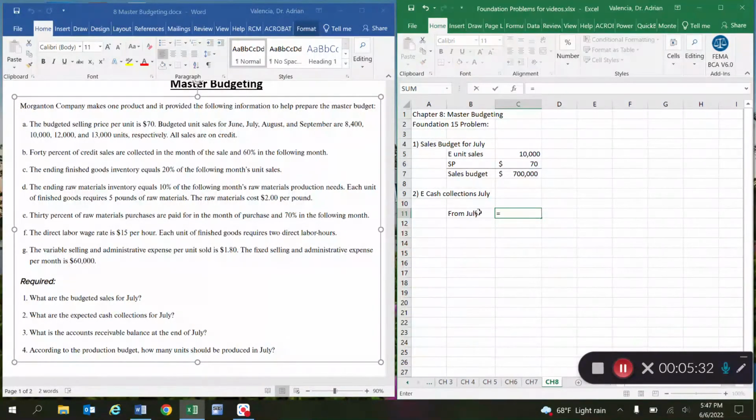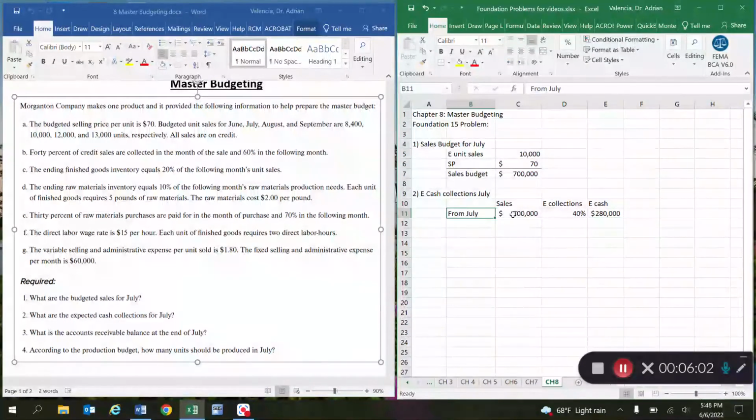I'm just going to copy this, and then expected collections. Well, that's fine. Let me leave that. So the expected collections in the same month we said were 40%, which means that the expected cash is going to be this times that. So in other words, out of the sales in July of 700,000, we expect to have in cash $280,000.